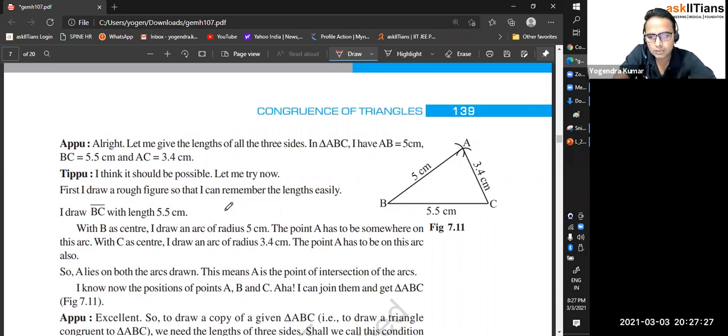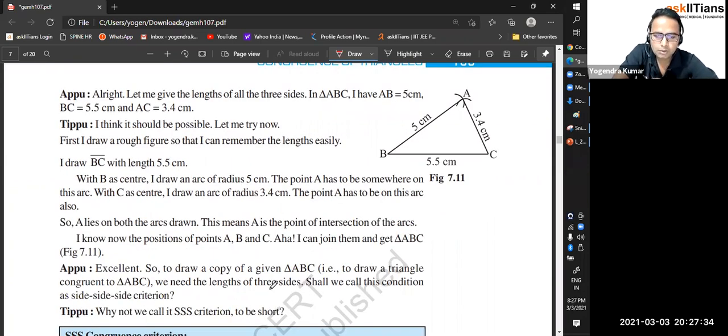I think it should be possible. Let me try now, right? So then he will get excellent. So to draw the copy of triangle ABC, we need to have all the three sides, right? So this is what it is.